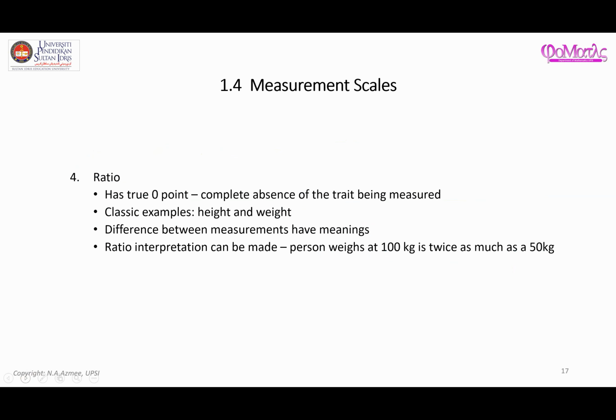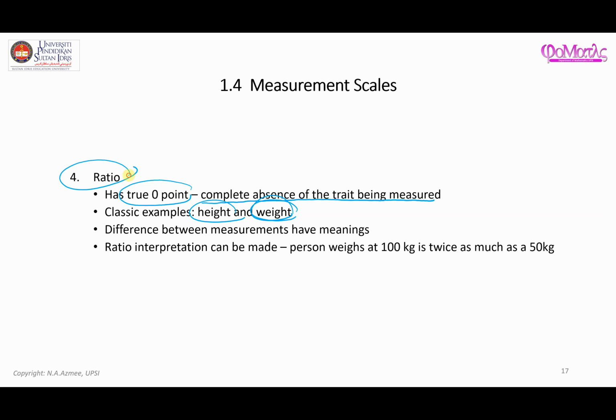The next type of measurement scale is the ratio scale, where the difference from the previous one is that it has a true 0 point. When it has a true 0 point, it means you have the complete absence of the trait being measured. For example, height and weight. When you have 0 centimeter height, it means there is nothing there. When you have 0 kilogram, that means it's really nothing there.